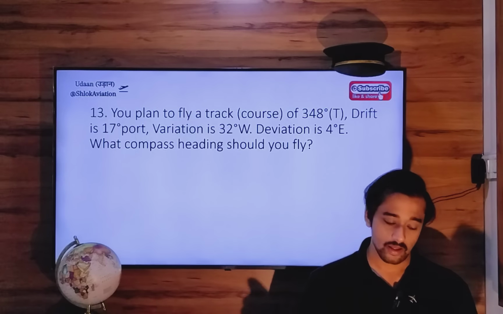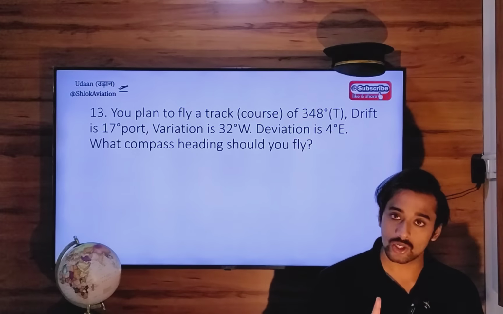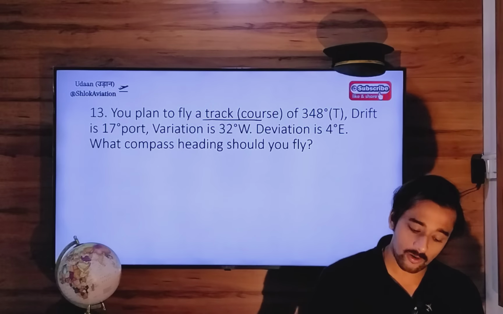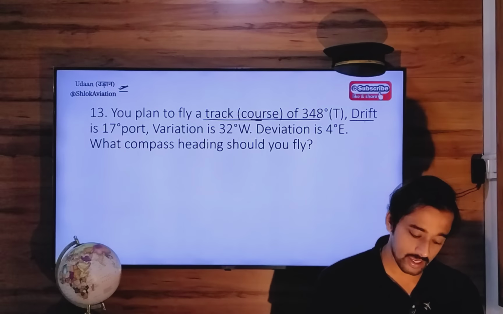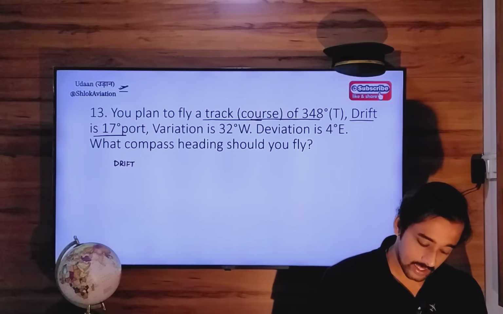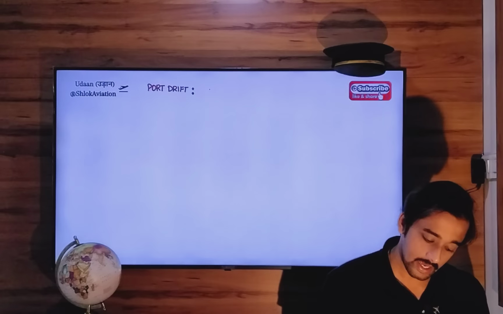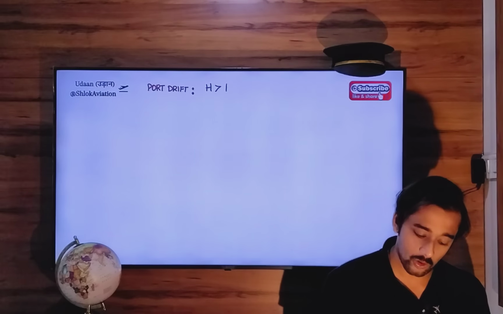Question number 13. You plan to fly a track or course of 348 true. Drift is 17° port. Variation is given. Deviation is also given. What compass heading will you fly? Now first we will find the true heading from this true track of 348 degrees using the drift given. We all know whenever there is a port drift, the heading of the aircraft will be more than its track.